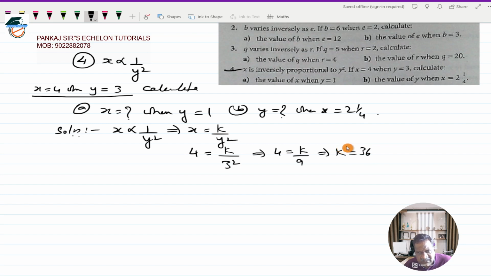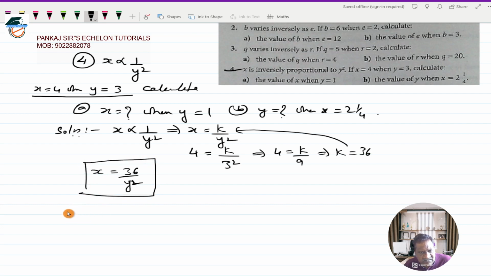Okay, now this k is equal to 36 I'm going to use in this formula. So x is equal to 36 upon y square. Now this formula is going to help me. Using this formula, the a part of the question is find x when y is equal to 1. So I'll put 36 upon y, which will be 1, so 1 square. This is nothing but 36 upon 1, which is equal to 36. So I'm getting the answer as x is equal to 36.